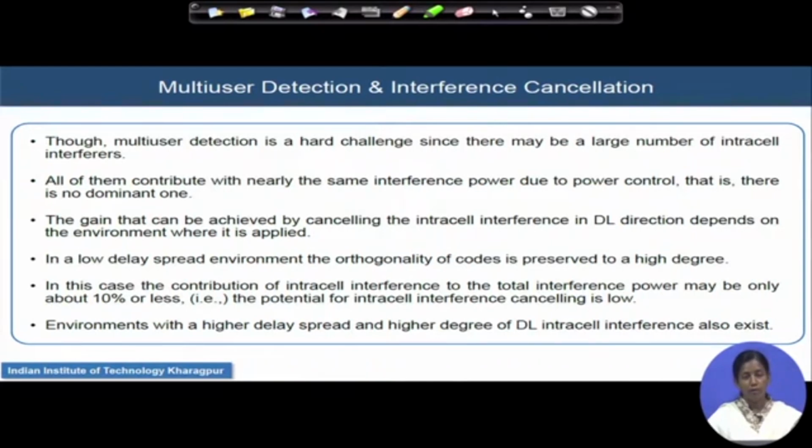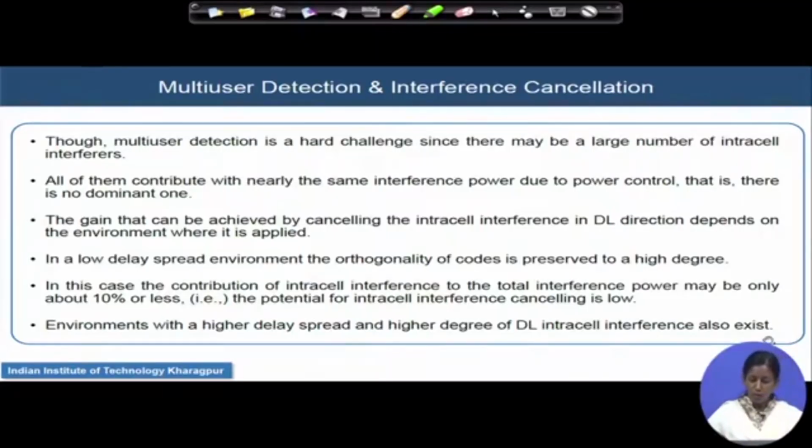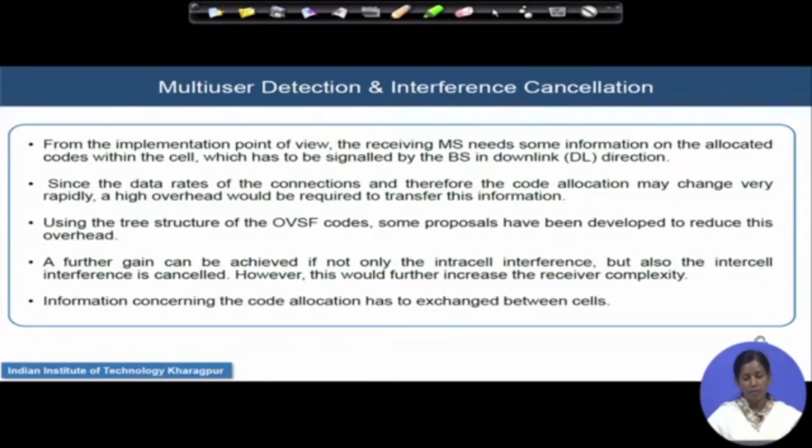But if you are in a high delay spread channel, there is also a higher degree of downlink intra-cell interference, and you have to really take care of devising a mechanism to detect and cancel it.